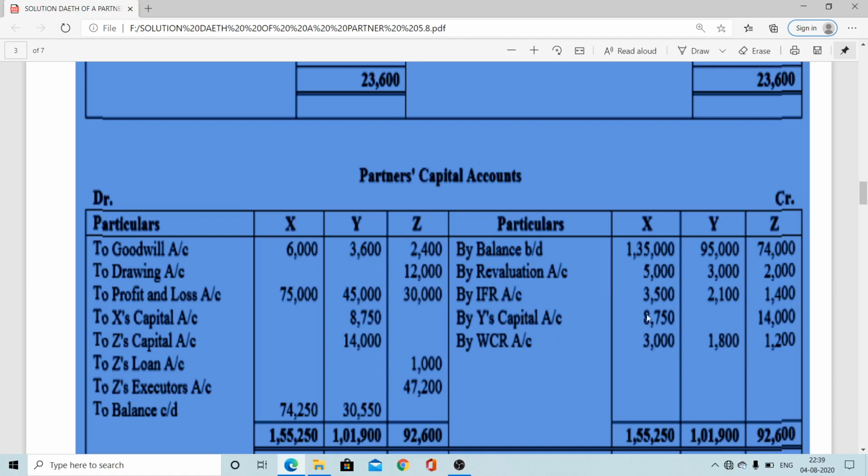Now the part related to the treatment of goodwill, that is the agreed value of goodwill. One more thing, as I told the first time, the existing goodwill has to be eliminated through the partners' capital accounts. Now drawings you have to cancel, transferring them to the respective accounts. Z withdrew, so Z capital account debit to drawing, like a cancellation entry. Capital will decrease, so Z capital account debit to drawing. Drawing was a debit balance.